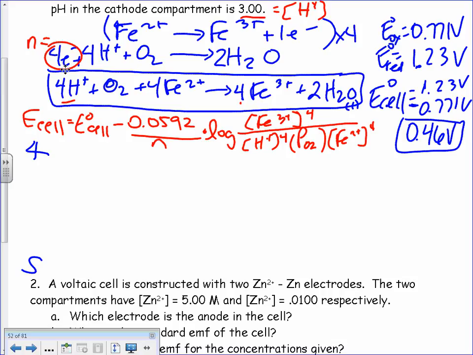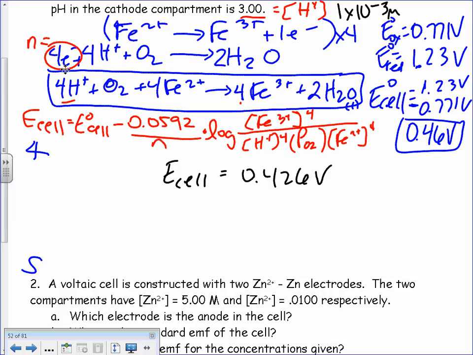By the way, what is the concentration of H plus? You can tell me straight from the pH. Without a calculator, what is the concentration of H plus if pH is 3? 1 times 10 to the negative 3rd, right? You should be able to do that in your head, no calculator. E cell, under these new conditions, is 0.426 volts.